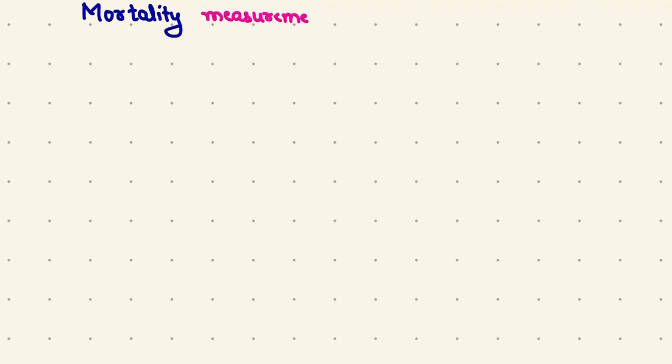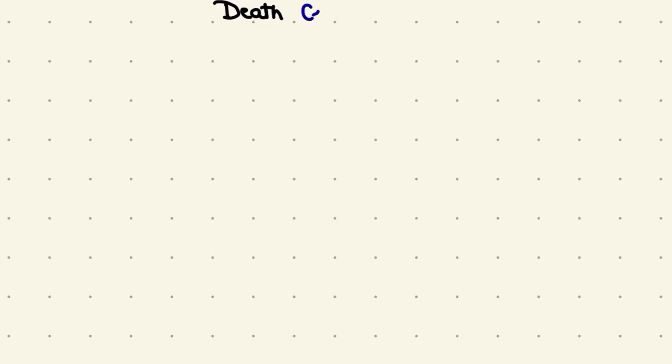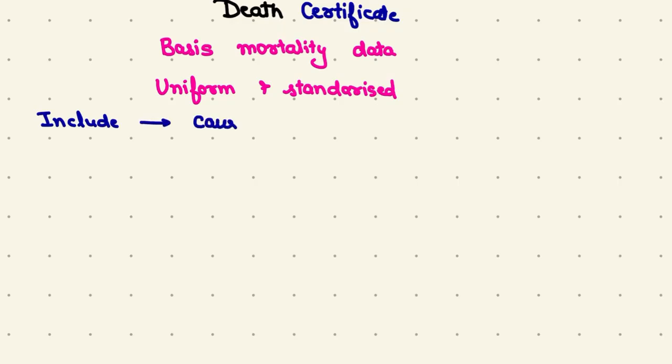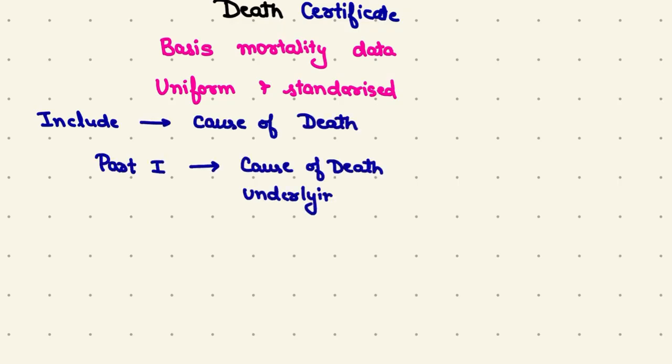Other tools are mortality. Mortality measurements are easy to obtain and reasonably accurate, and they are measured by the death certificate, which is the basis of mortality data and is uniform and standardized. It includes causes of death. Part 1 includes cause of death and underlying causes. And part 2 includes associated diseases.